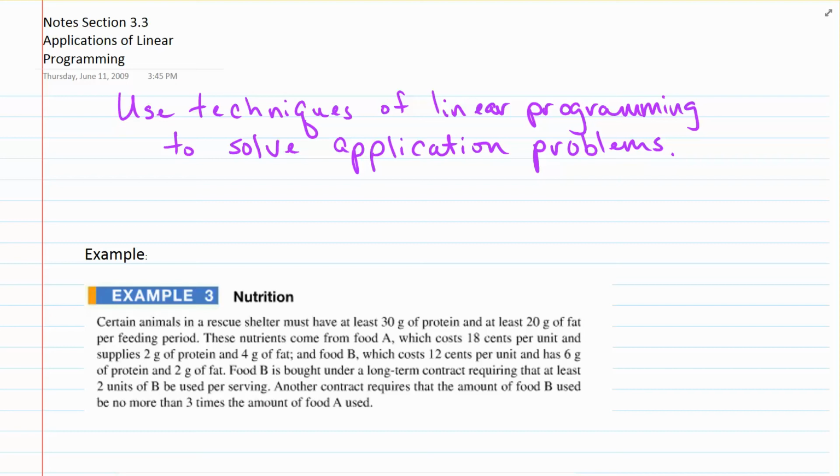This is section 3.3, and this is going to be about the applications of linear programming. In other words, we're going to get some word problems and choose what we need to set up for a linear programming situation and solve for either a minimum or a maximum. So we've got one example here, and then we've got three problems in the problem set.